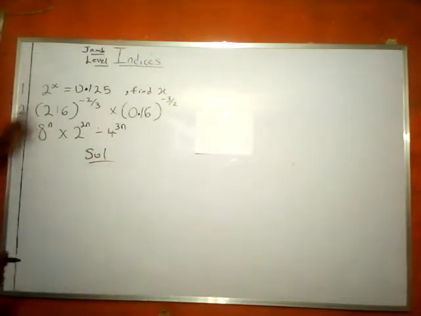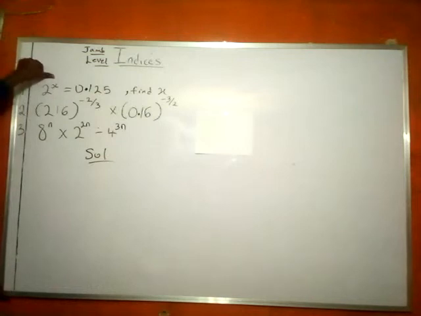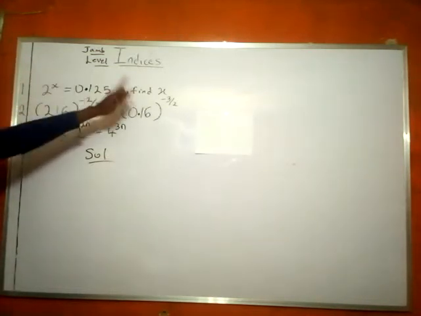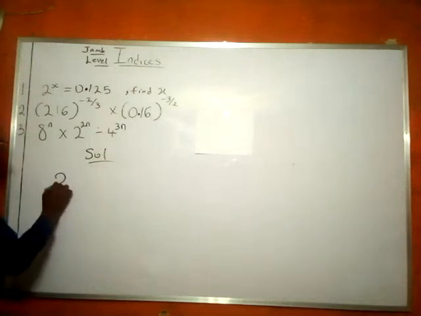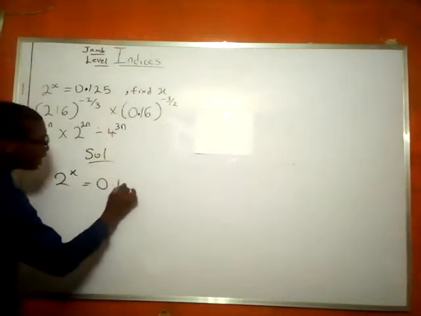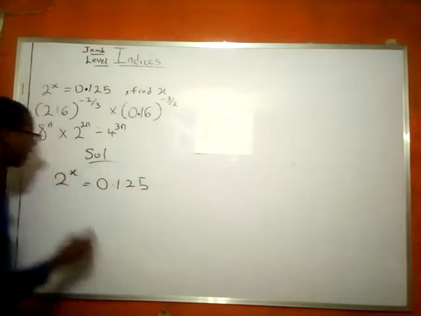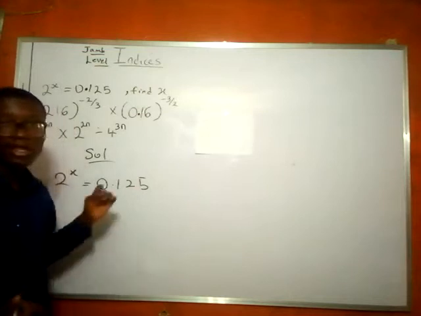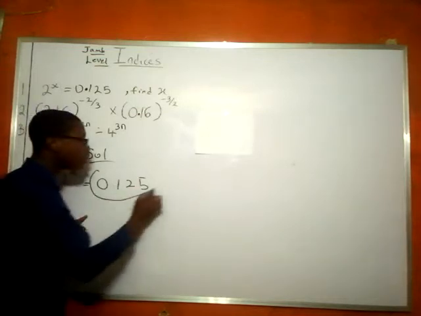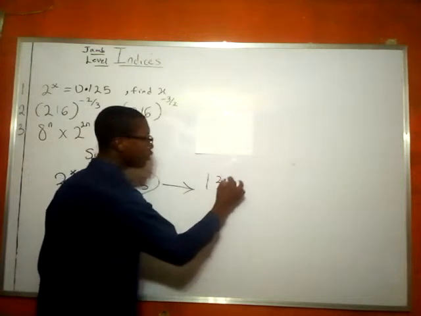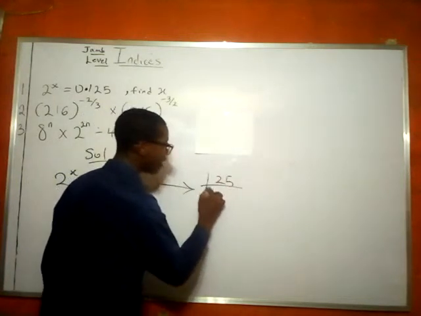Number 1. It says 2 raised to power x is equal to 0.125. Find x. So we have 2 raised to power x is equal to 0.125. The first step in solving this is converting 0.125 to a fraction, which will be 125 divided by 1000.